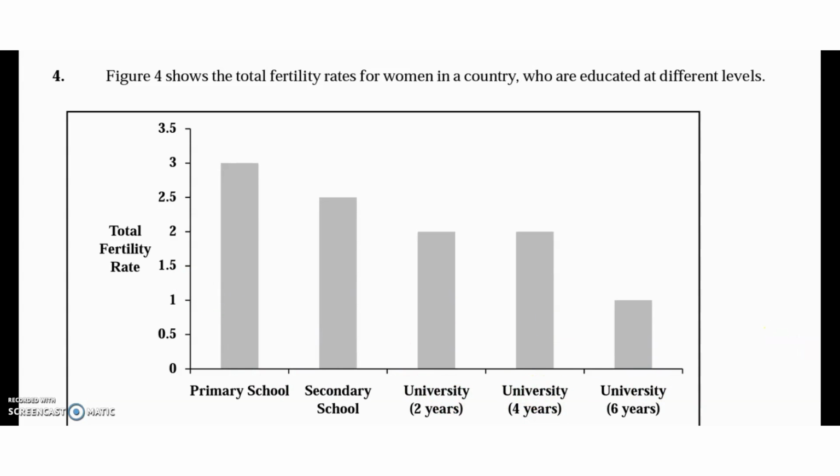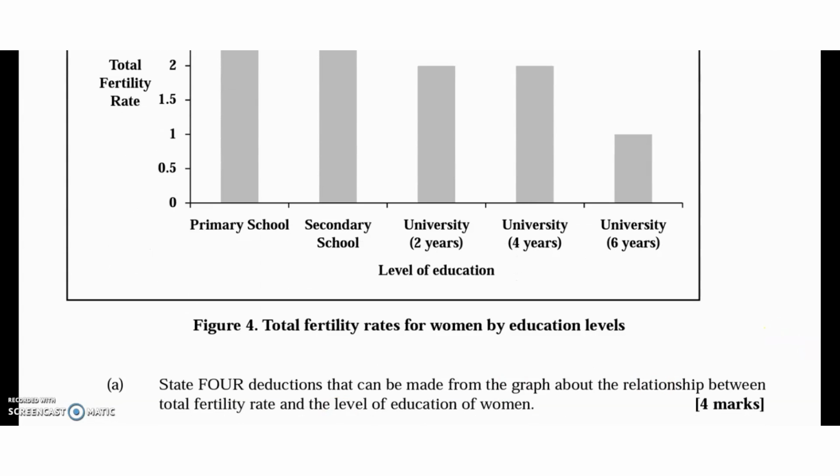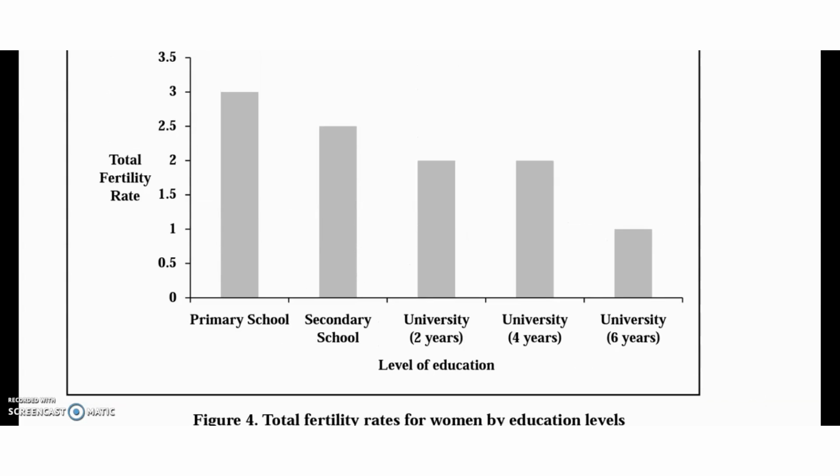Now, the first question simply asks us to state 4 deductions that can be made from the graph about the relationship between total fertility rate and the education of women. First and foremost, we can understand that the highest fertility rate is associated with primary school education only, whereas the lowest fertility rate is associated with persons with university education, an estimated 6 years. There's one.